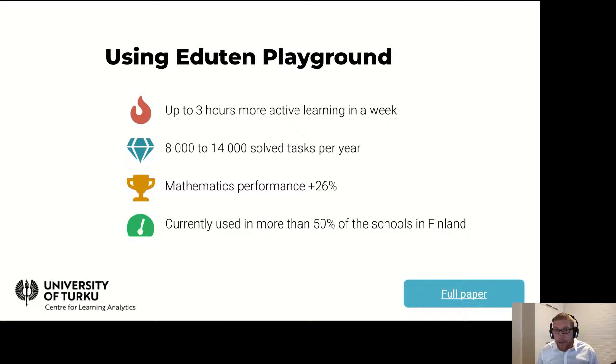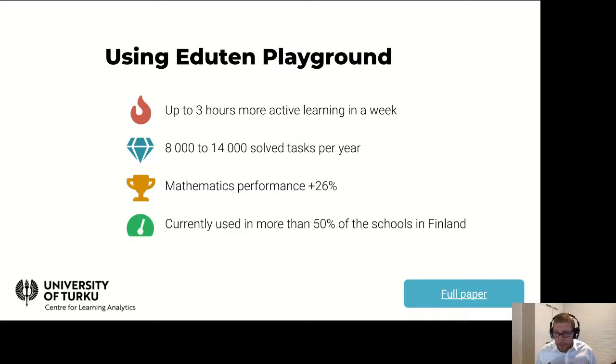Students will spend more time learning, up to 3 hours more active learning in a week. Well, that's way above 75 minutes, but they will learn a lot. Students solve a tremendous amount of tasks and calculations, 8,000 to 14,000 solved tasks per year, only during the Eduten lessons, not including all the other math lessons you are working on. So this will improve the skills in their math.